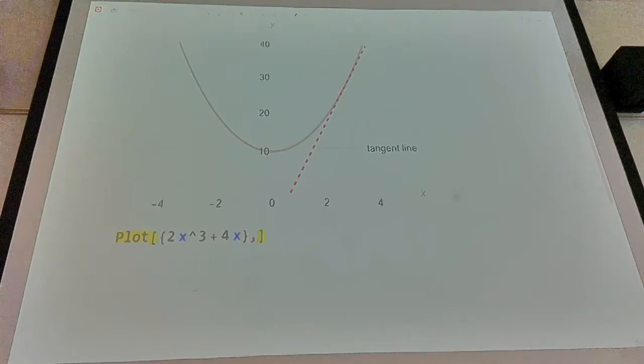x cubed plus 4x. What do I want the x to go from? Just start off there and see what that gives us.